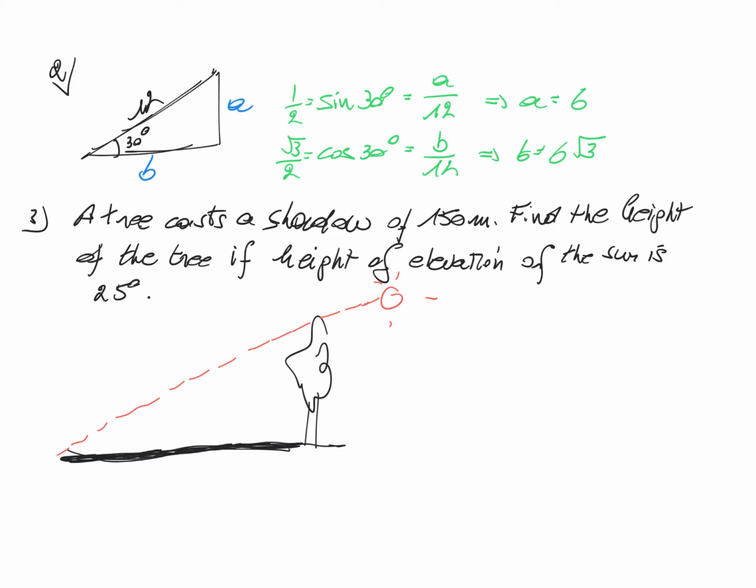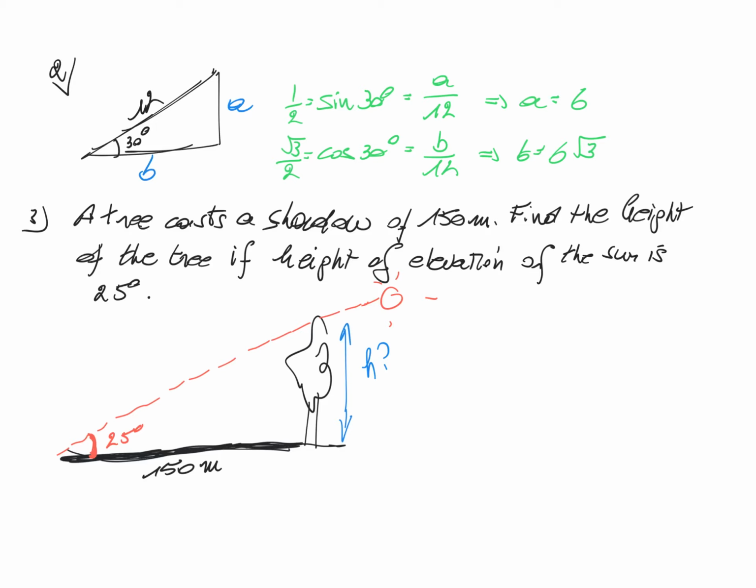So we see again that we have a right-angled triangle, if we assume that the tree is of course growing up. And so what we will do is name those things. What do we know? We know the height of elevation of the sun is 25 degrees. This means that if you look from the ground to the sun, this angle is 25 degrees. So we are looking up towards the sun, and we know this angle is 25 degrees. And we also know that the shadow has a length of 150 meters. What we are now looking for is h, the height of the tree. So this one we want to find.